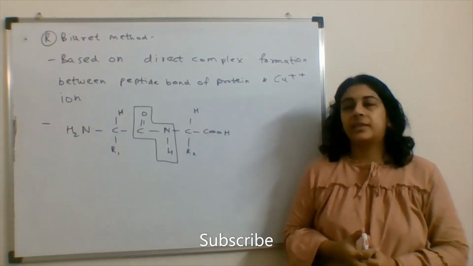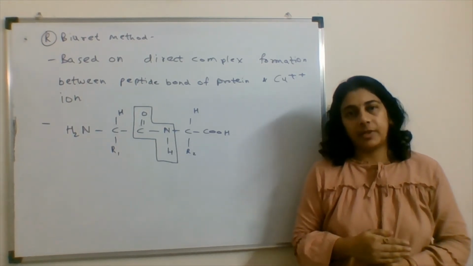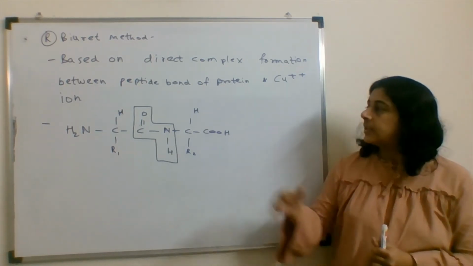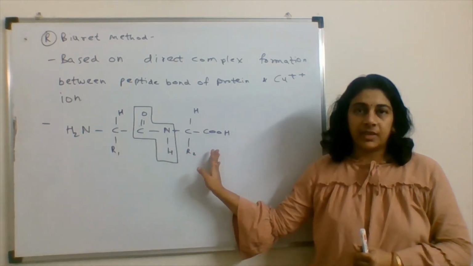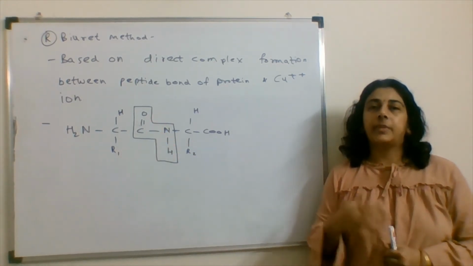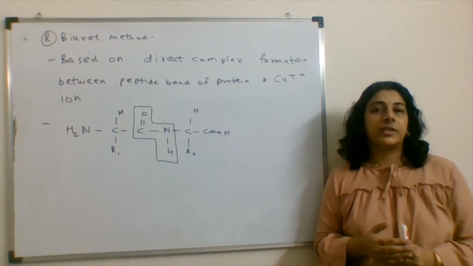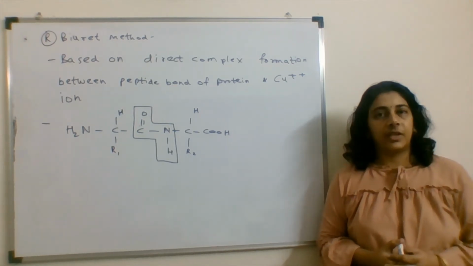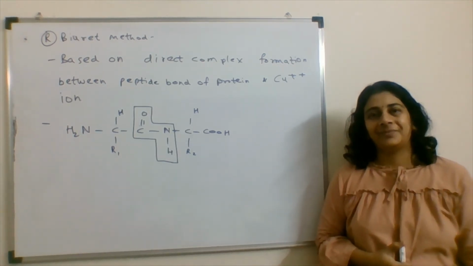Next one is the biuret method. In this method, this biuret reagent which is having Cu2+ ion reacts with a peptide linkage present in a protein. Here I have shown the peptide linkage in a protein. These two amino acids are shown and this is a peptide bond. So this gets reacted with the biuret reagent in this method. So this is used to detect the presence of protein in a sample. Whether the isolated sample is having a protein or not is detected using the biuret method.